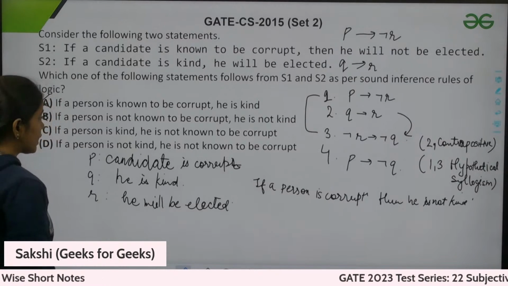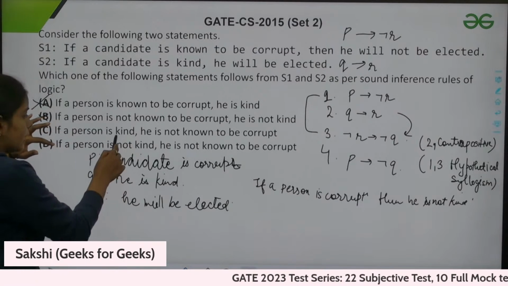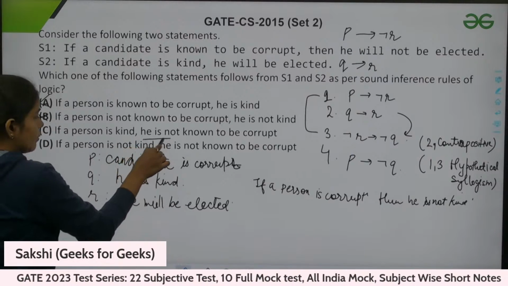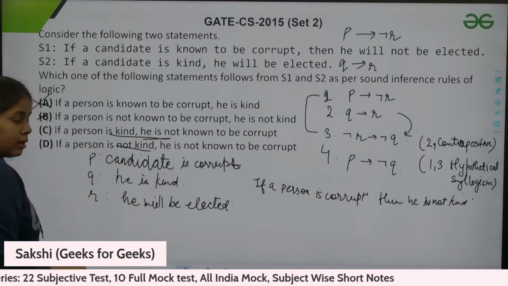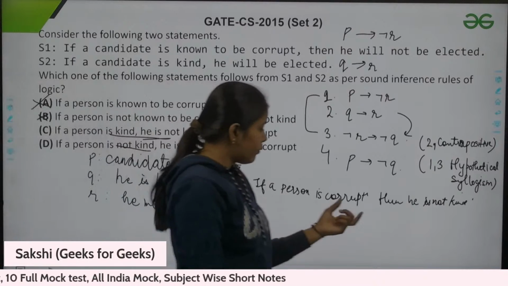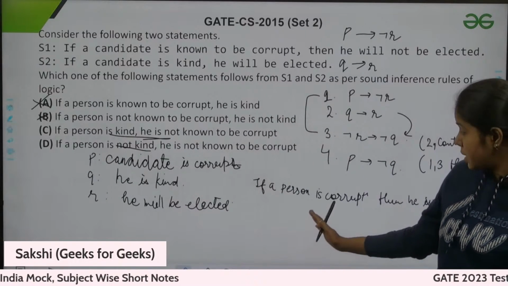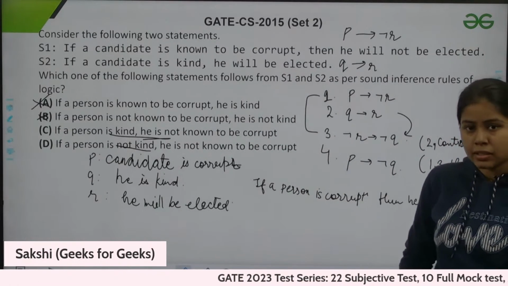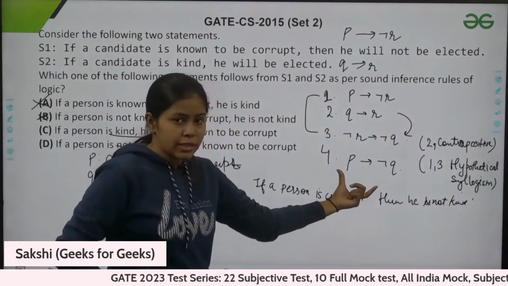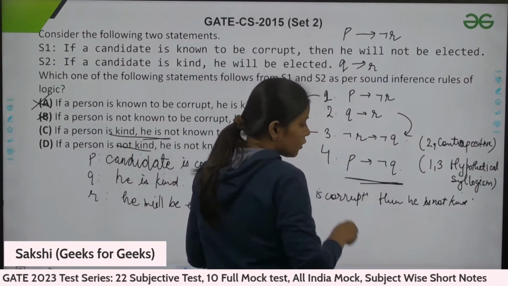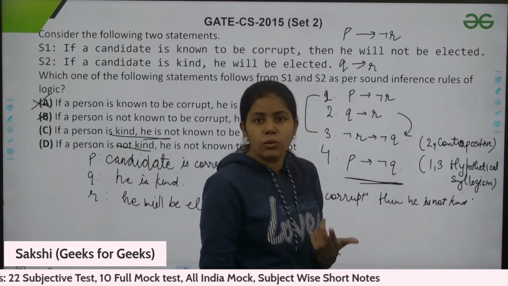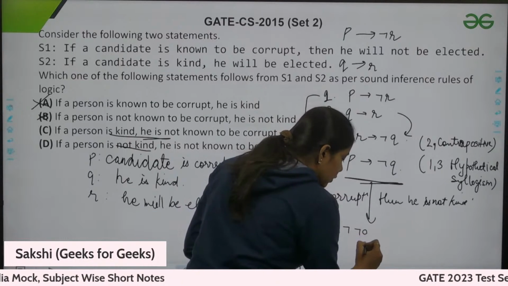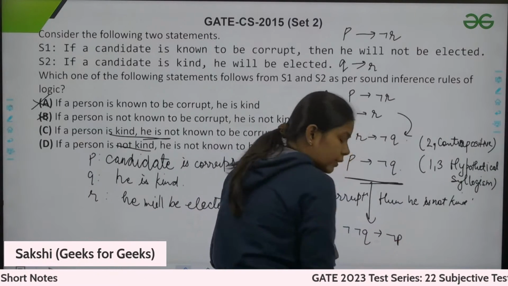So you can see here that in C and D statements, kindness comes forward, right? Here we have corruption at the start of the statement, and in C and D we have kindness at the start of the statement. So that means we have to change the places. How can I change this, negation of q implication negation of p? Taking the contrapositive, what would I get? Negation of negation q, implication negation of p. That would be my contrapositive.